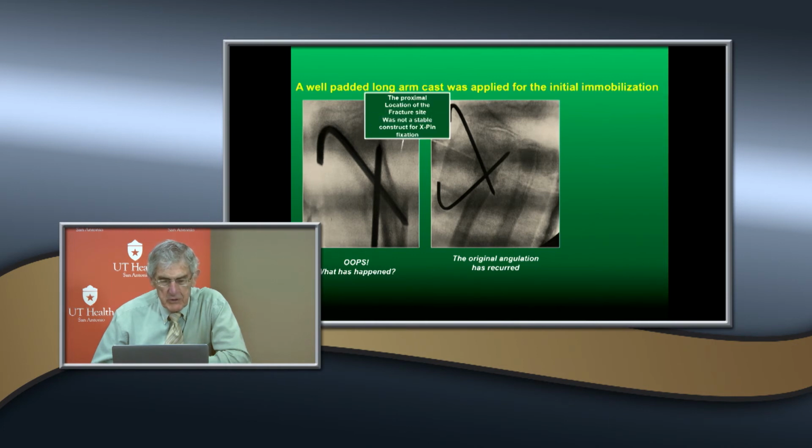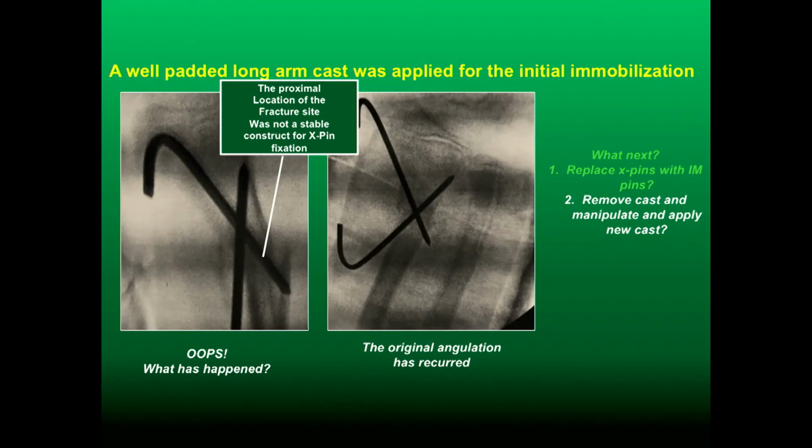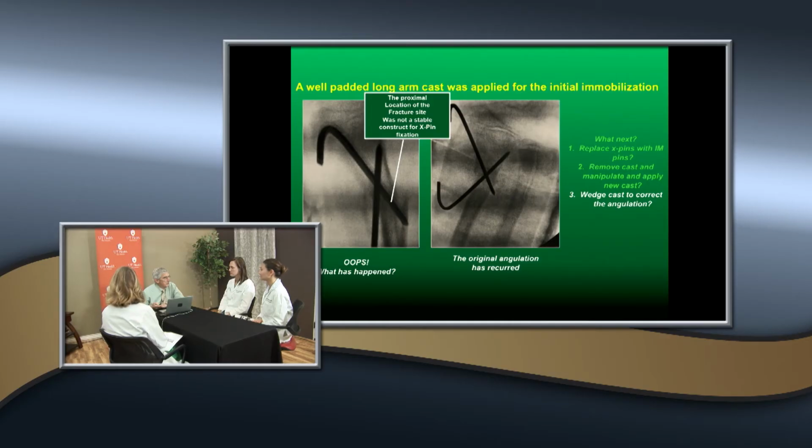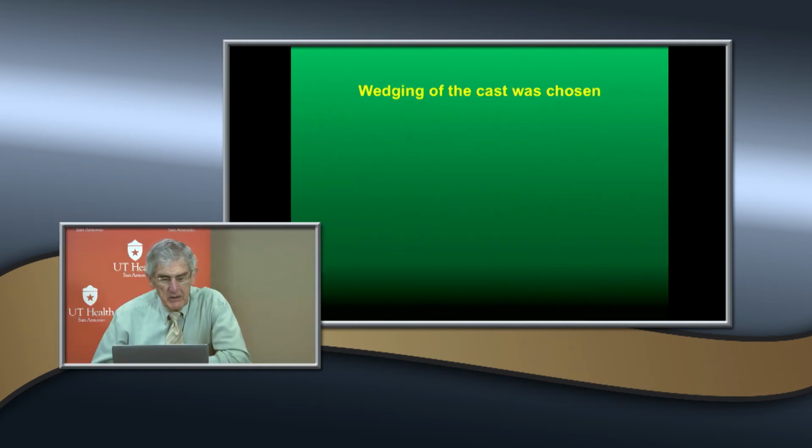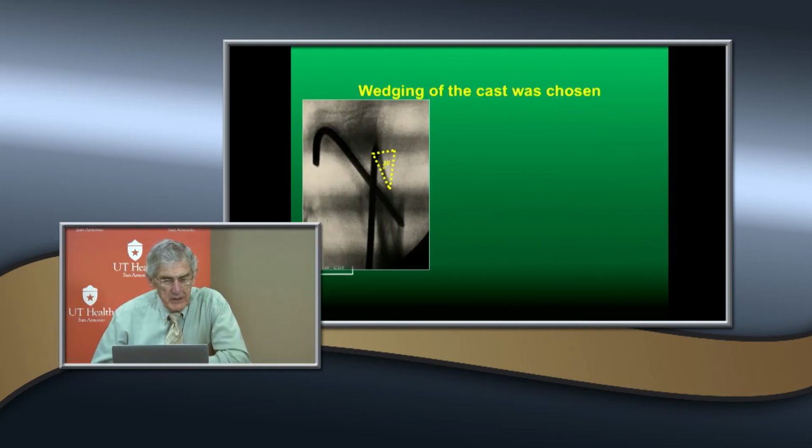The original angulation has recurred, and so the next thing is, you're going to reduce it, cross pins with IM pins, manipulate the cast and apply a new cast. Or what other thing can you do? Wedge a cast. You know, that's kind of a lost art. So wedging the cast was chosen.